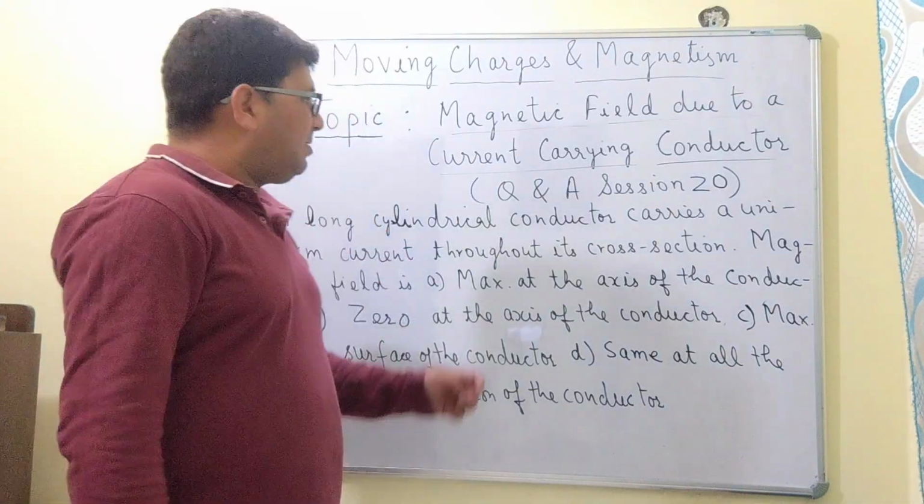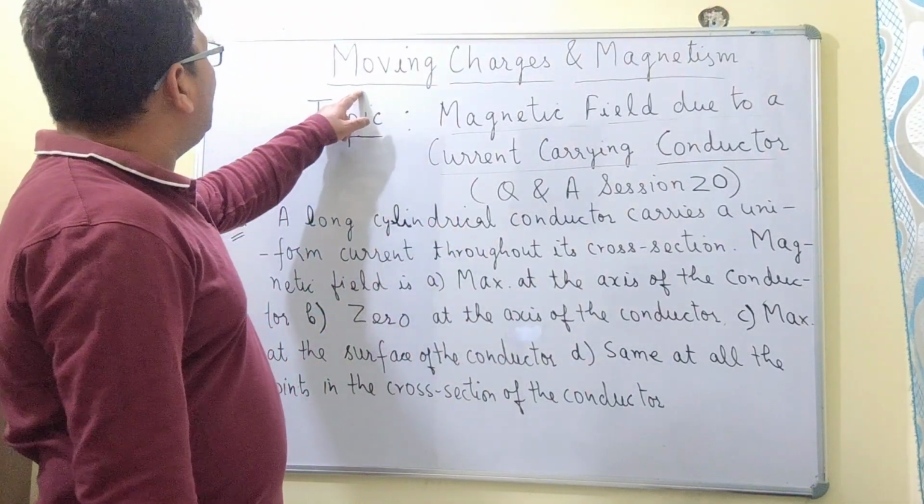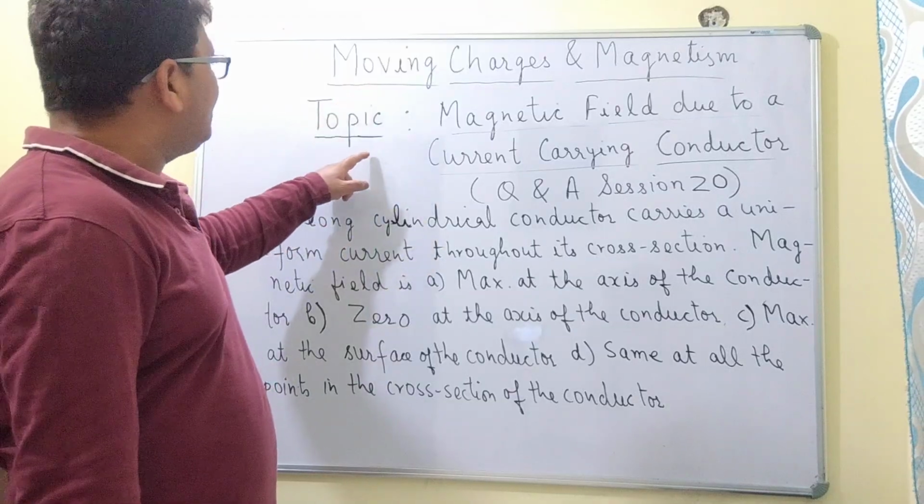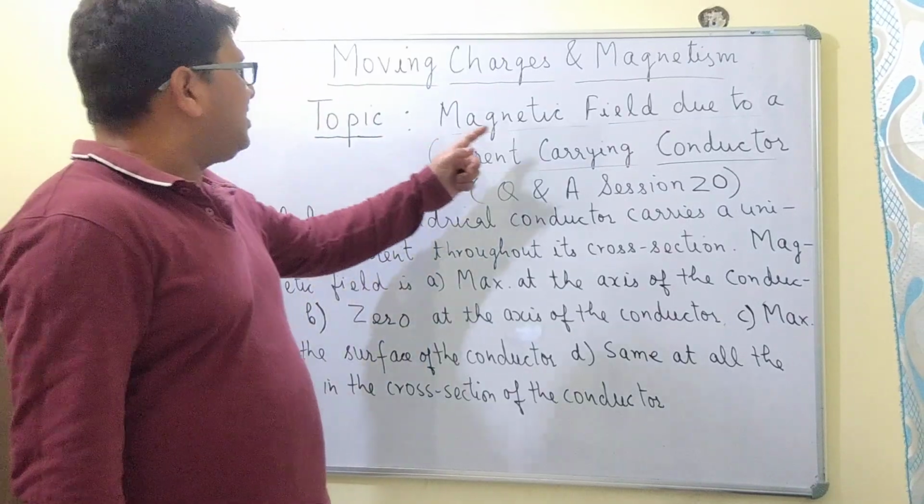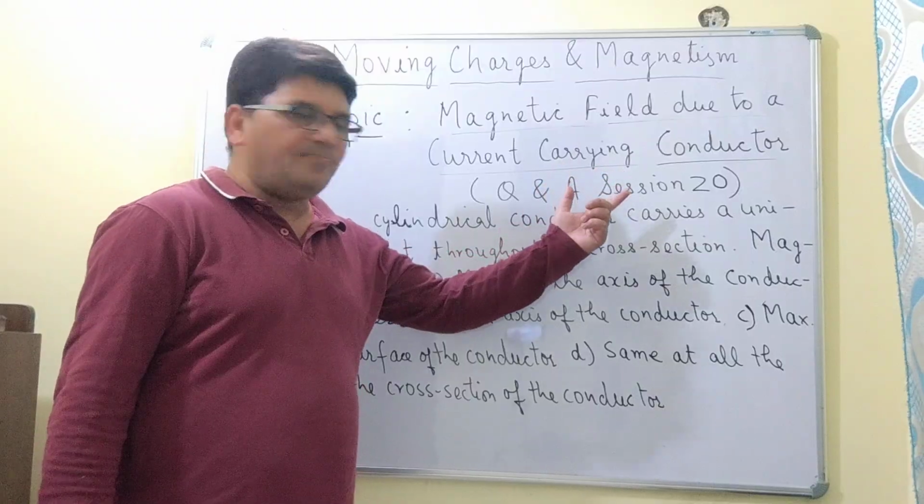Good evening and welcome to session number 20 from the playlist of moving charges and magnetism. The topic is the magnetic field due to a current carrying conductor.